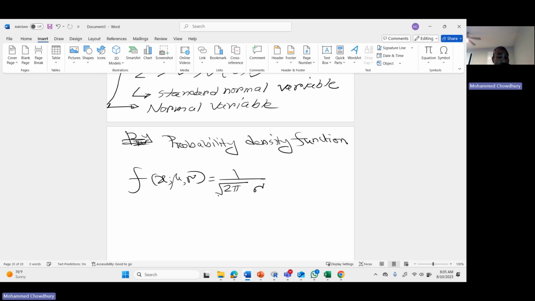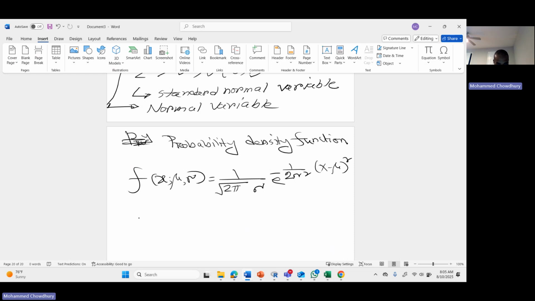I'm just writing it. You do not need to memorize it. You do not need to use these things in the exam or homework. So this is just the mathematical expression for the probability distribution of the normal variable. This is called the normal distribution. Probability density function of the normal distribution.